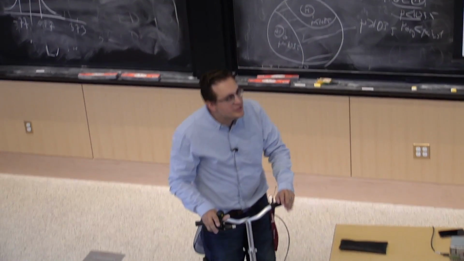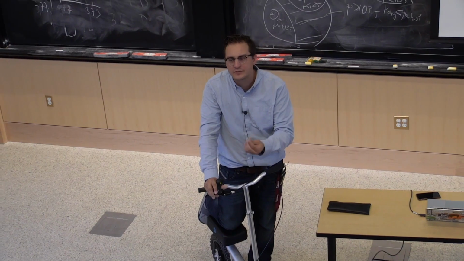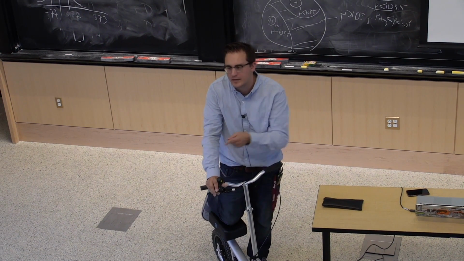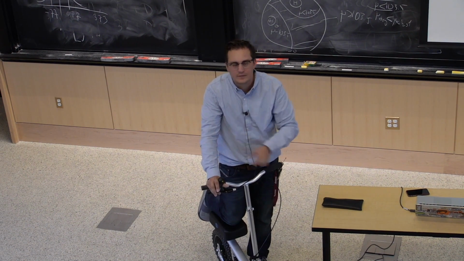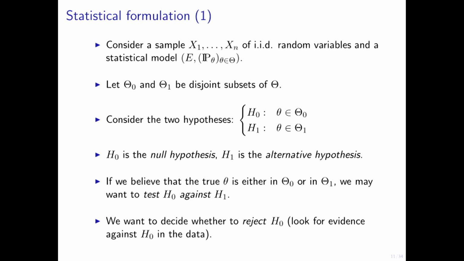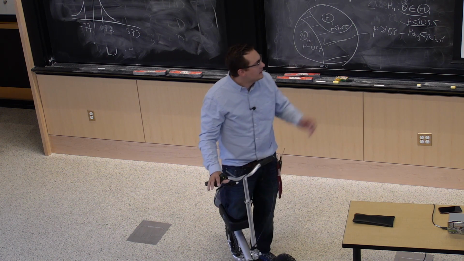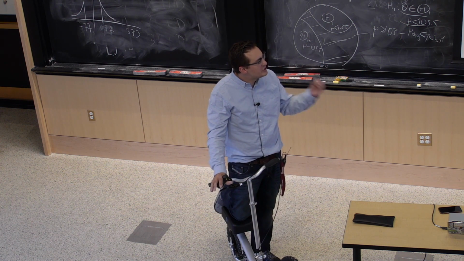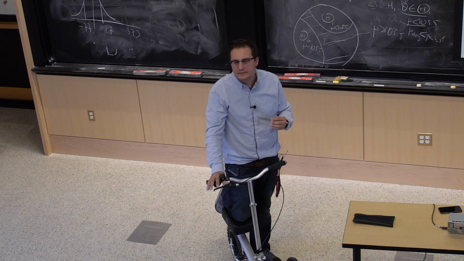And of course, the narrower the alternative, the easier it is for you, because you just have to look at one possible candidate. But typically, H1 is a big group, like less than. Nobody tells you it's either 103.5 or 103. People tell you it's either 103.5 or less than 103.5. Okay? And so what we want to do is to decide whether we reject H0. So we look for evidence against H0 in the data. Okay?